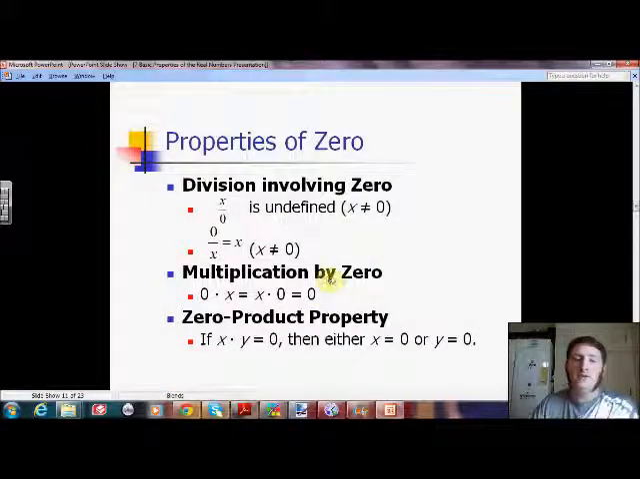Some properties of 0. Now, you've seen all of these already in the special numbers lesson. They just didn't have names before. Now they've got names. And so there's two ideas related to division involving 0. If you divide by 0, it's undefined.